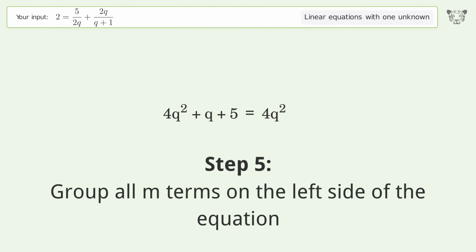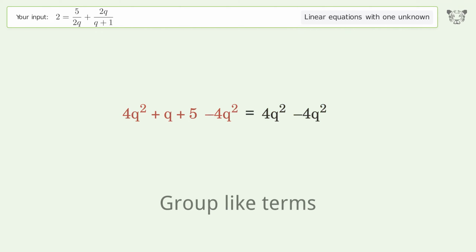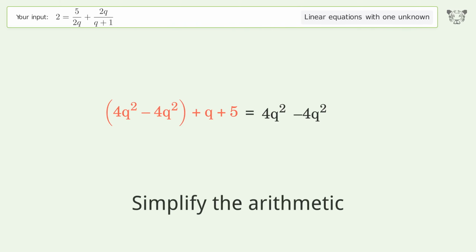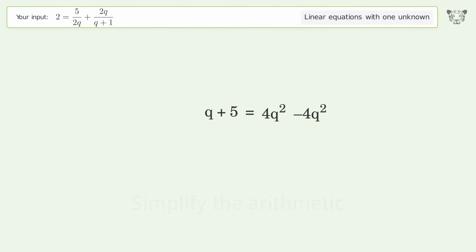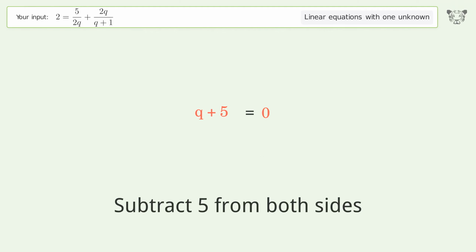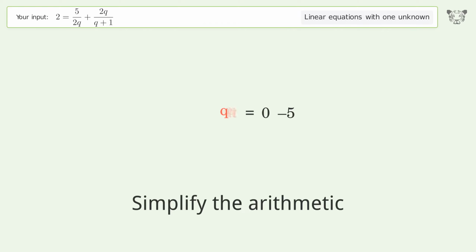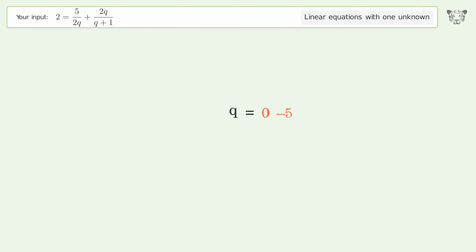Group all m terms on the left side of the equation. Subtract 4q² from both sides. Group like terms. Simplify the arithmetic. Group all constants on the right side of the equation. Subtract 5 from both sides. Simplify the arithmetic. And so the final result is q equals -5.